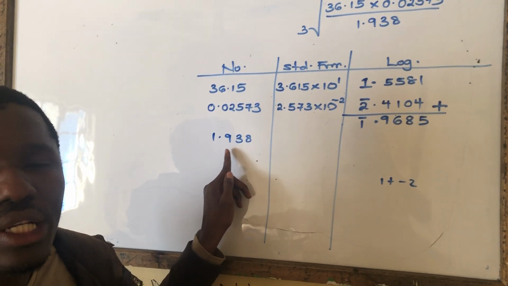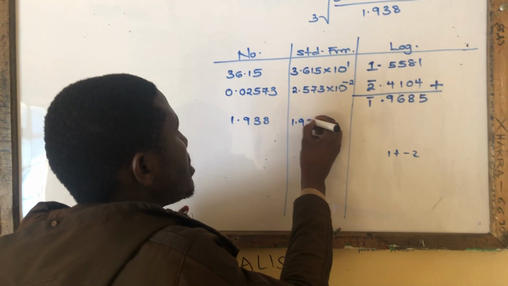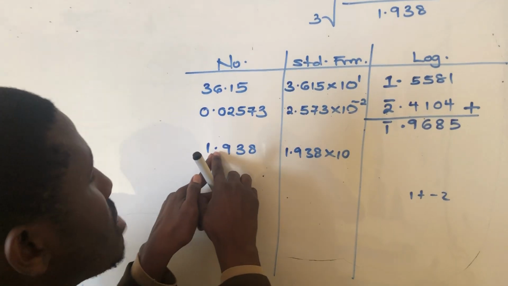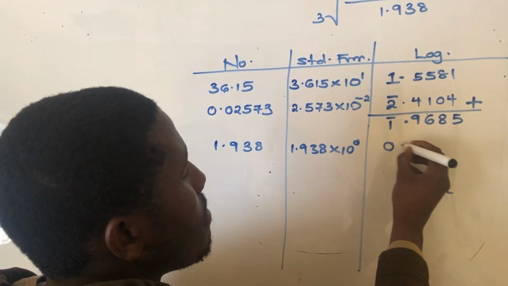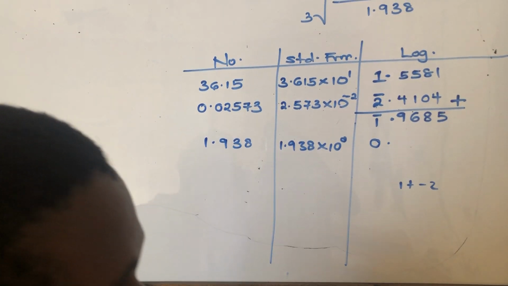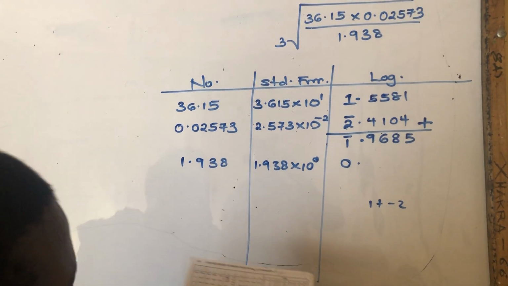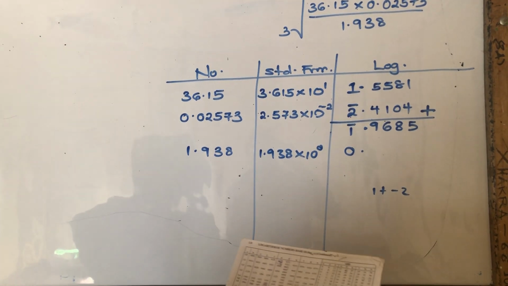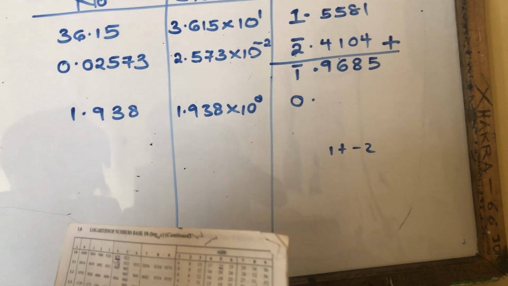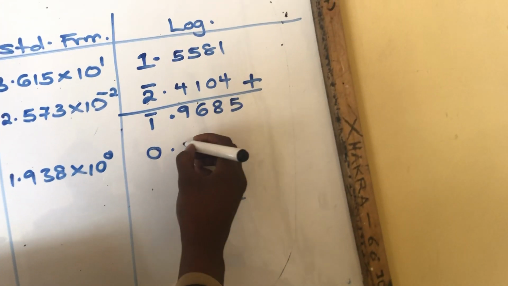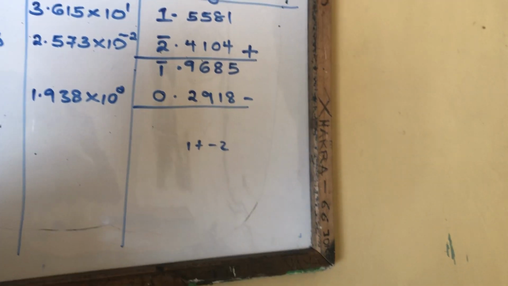Again, the student is required to start by expressing this number in standard form. That will be 1.938. But because our decimal point is moving nowhere, the power of the 10 becomes 0. This 0 would then become our characteristic. We'll then move to our table and read the log of 1.938. The log of 1.938, we'll have 2918. The two logs will then be subtracted.